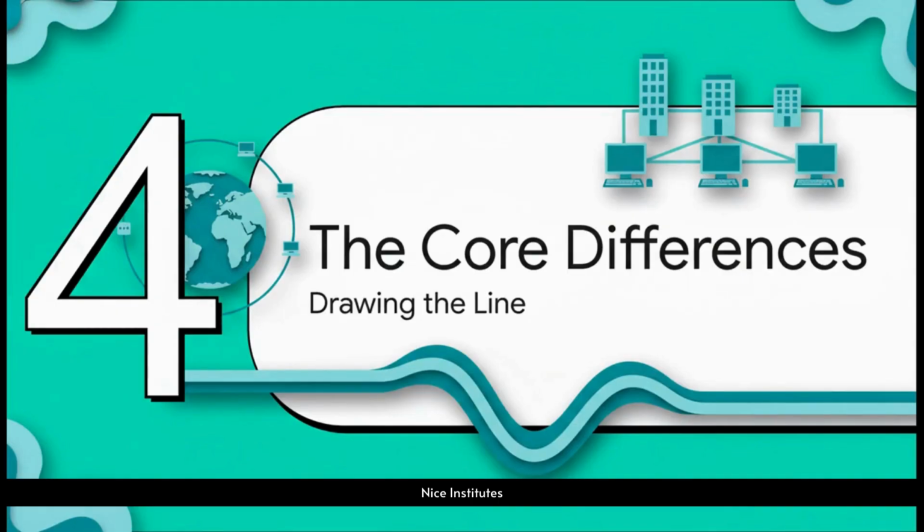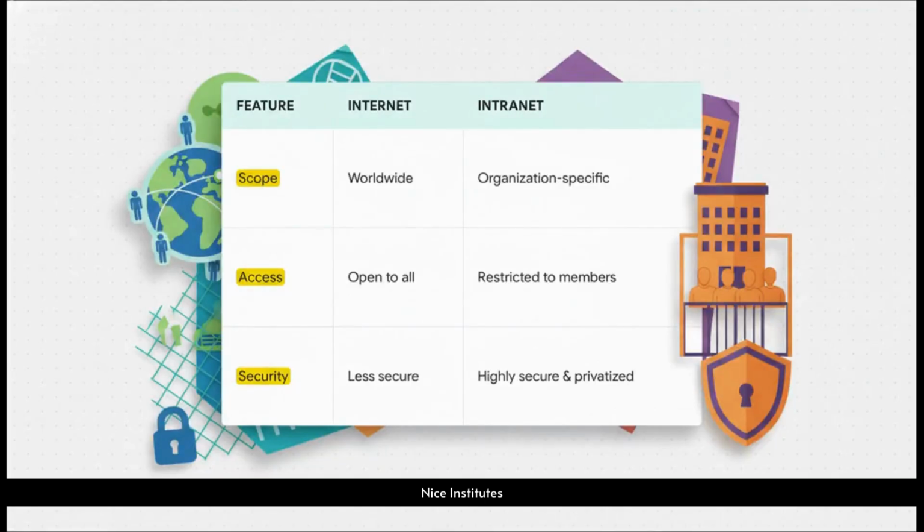Okay, so if the technology is the same, where do they really part ways? What's the big difference? Well, it all comes down to three fundamental distinctions that really define what each one is all about. And this table just lays it out perfectly. Let's break it down. First, you've got scope. The internet is worldwide, connecting billions of us. An intranet, on the other hand, is tiny by comparison. It's just for one specific organization. Then there's access. The internet is open to all. An intranet is totally restricted to its members.